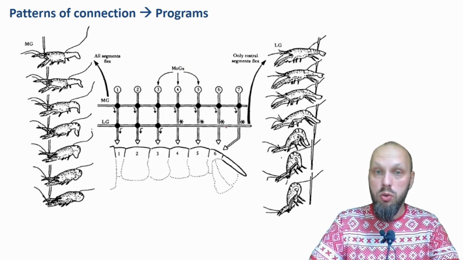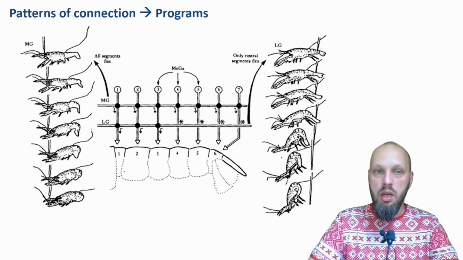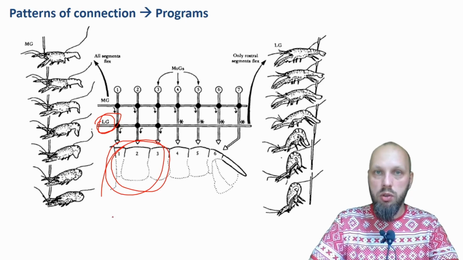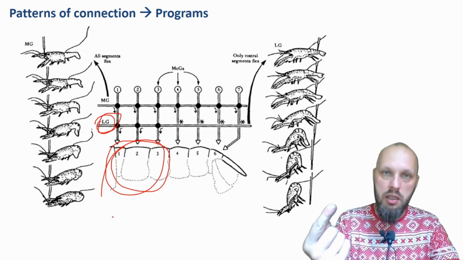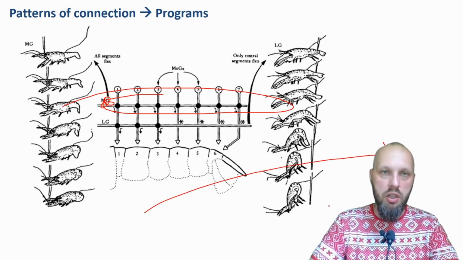And then there are two giant axons, the medial and the lateral. Just one of them happens to be connected to each and every segment, and the other happens to be connected only to several front segments. Which means that if this one gets activated, the crayfish only bends the front part of its body and escapes upwards and a little bit up front, while if the medial one gets activated, then the entire tail gets curled and the crayfish escapes in the backwards direction.